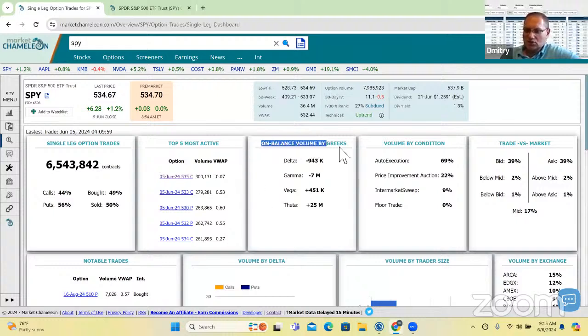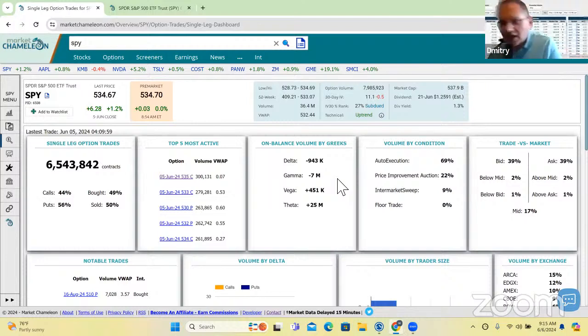Now let's take a look at on balance volume by Greeks. What this is doing is taking the single leg trades and interpreting how the order flow from end users, or takers, is coming in. When we look at the market structure, we have liquidity providers, which we call market makers. It could be a specialist, it could be a market maker, it doesn't have to be a broker dealer. It could be somebody putting in limit orders.